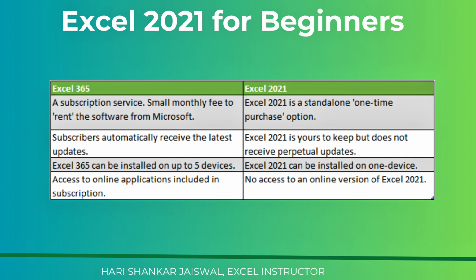If you're trying to decide whether you want to use Excel 2021 or Excel for Microsoft 365, this lesson is here to help you make that decision. What you can see on the slide here is just some of the differences between Excel 365 and Excel 2021. Now, the main difference between these two is that Excel 365 is essentially a subscription service. What that means is that you sign up with Microsoft and pay a small monthly fee to effectively rent the software from Microsoft. So you don't actually ever own the software.